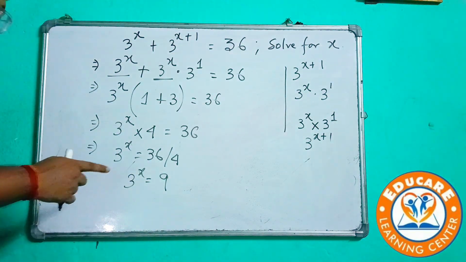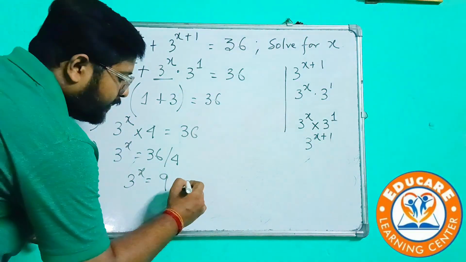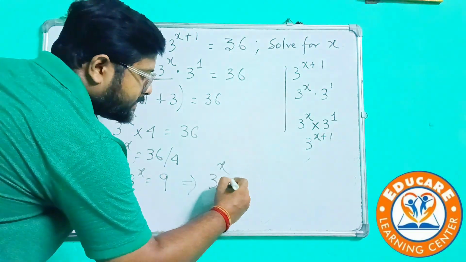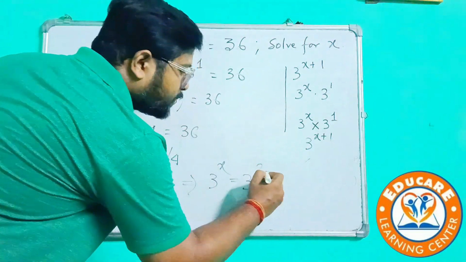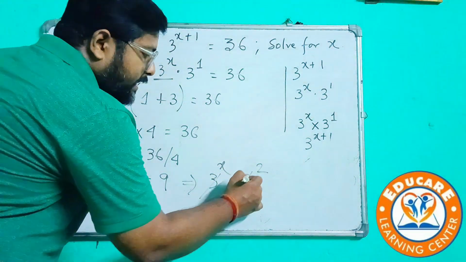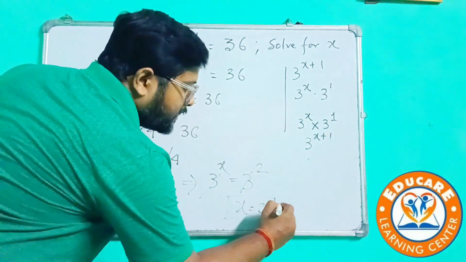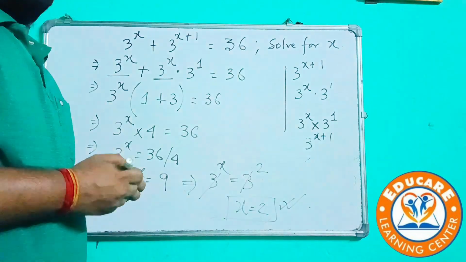Now your next part is to break this 9 into a power of 3. So if 3 to the power x is equal to 9, we can write 9 as 3 to the power 2. 3 to the power 2 is 9. So the 3 and 3 get cancelled, and the value of x is 2, and this is your final answer. Done.